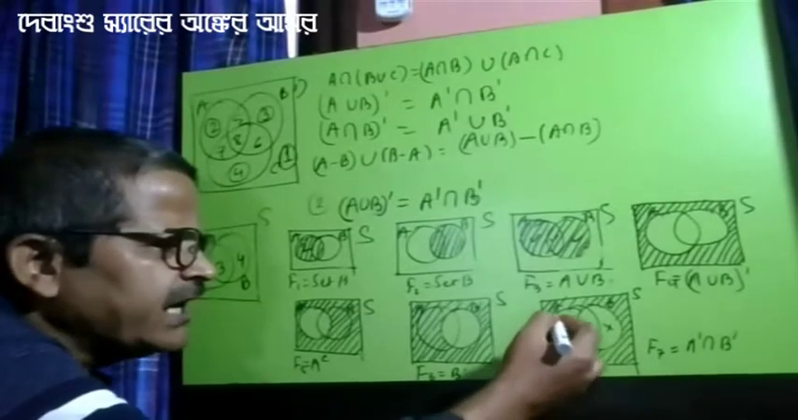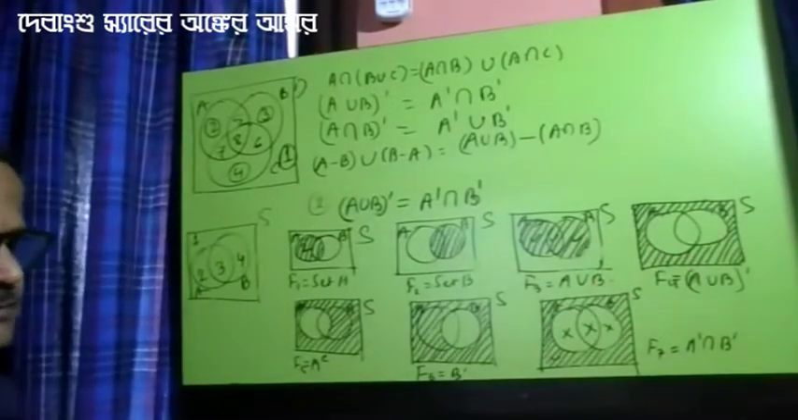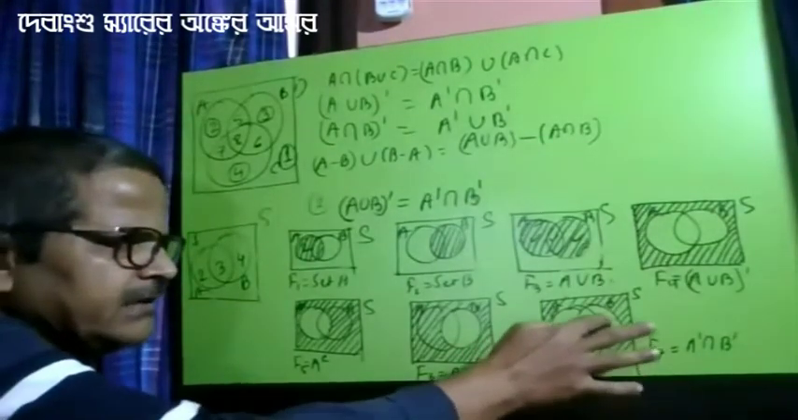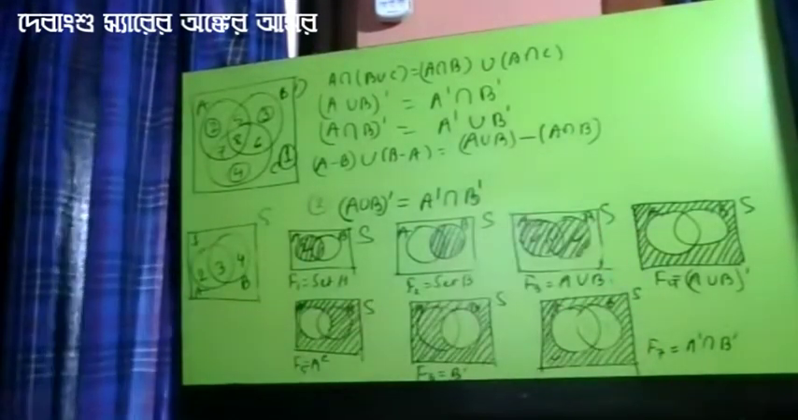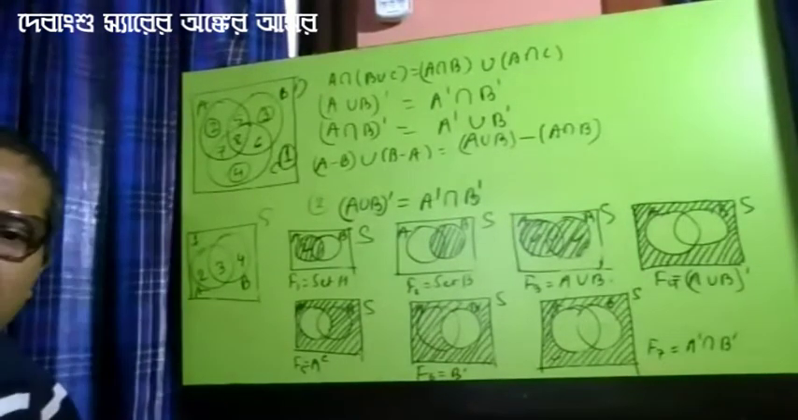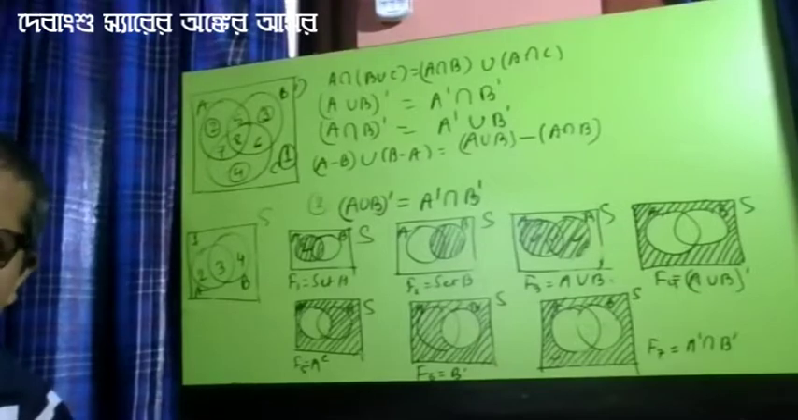Now you see that these two diagrams are identical, and this establishes that the sets are equal. Okay.